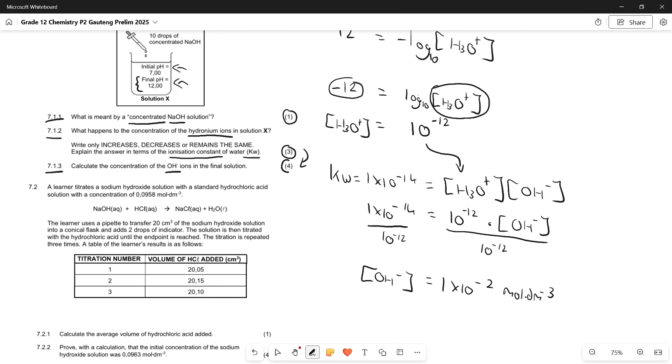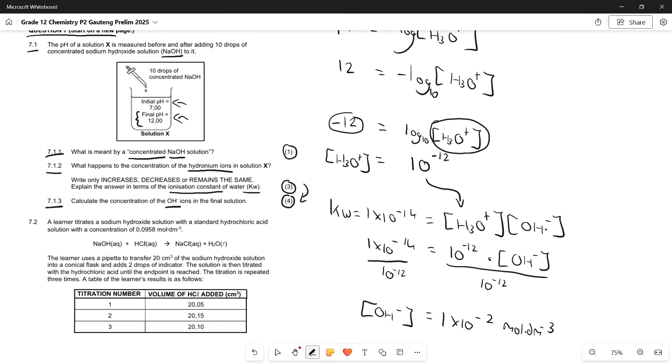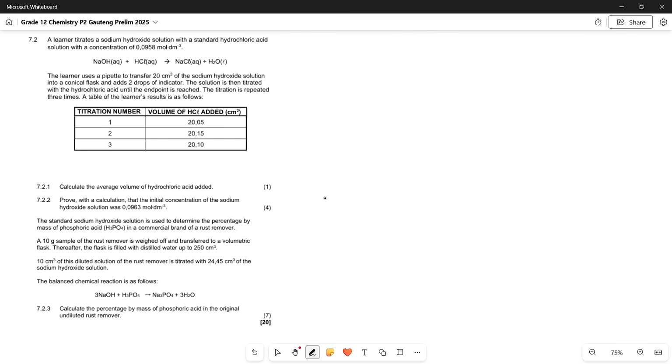Okay, and that would earn us 4 marks over there, calculating the concentration of the H3O plus hydronium ions, and then subbing that into our Kw formula to get our concentration for the OH minus ions over there. And then 7.2 over here says a learner titrates, very important, a sodium hydroxide solution with a standard hydrochloric acid solution with a concentration of 0.0958 mol dm to the negative 3. Okay, so we have our equation here, our sodium hydroxide and our HCl that are being titrated, and then we'll form our precipitate over here and water.